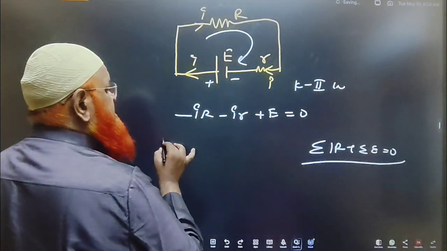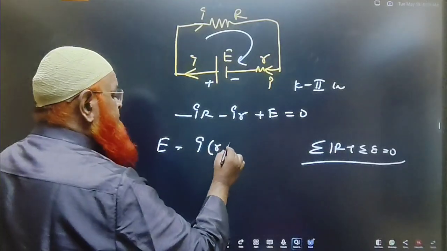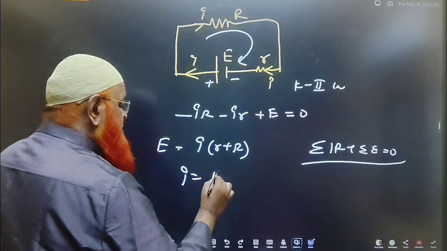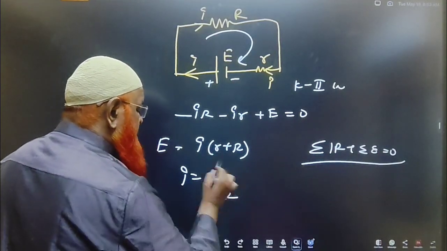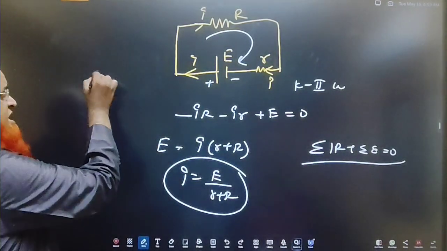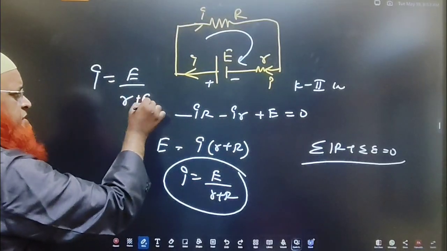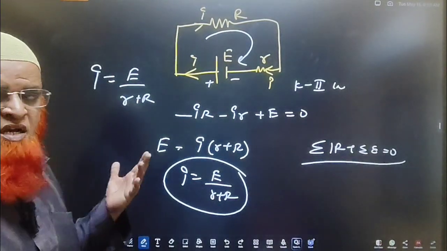Now what I am going to get from this: E will stay like that only. These two I will send to that side, giving small r plus capital R. So I is going to be E by small r plus capital R. This is the current. Instead of doing all this, I have just written I is equal to E net by R net, meaning the total resistance small r plus capital R. So I have proved this by using Kirchhoff's second law.